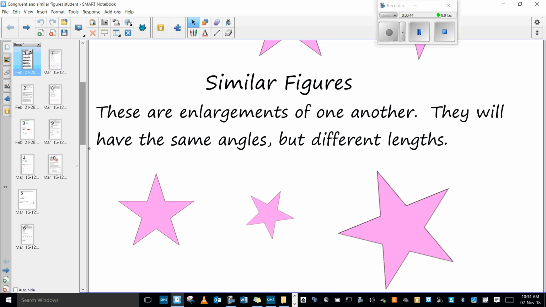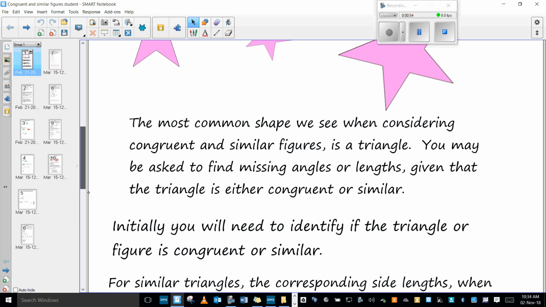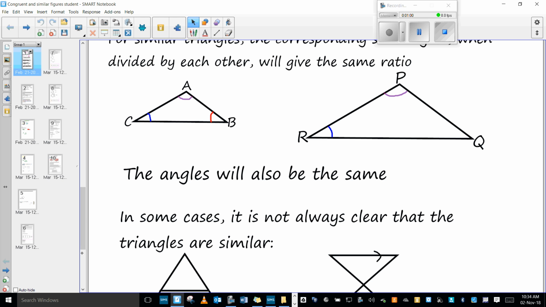Similar figures have the same angles. It's just the lengths that are different. Okay. Most common shape we see when we're talking about similar figures is the triangle. Okay, you may be asked to find missing angles or lengths. Okay, we've got these two triangles here. The angles are the same.